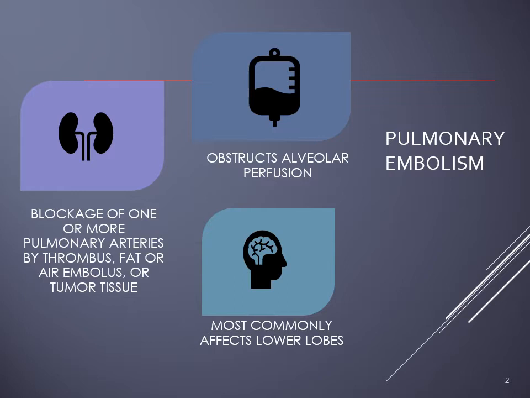Emboli are mobile clots that generally do not stop moving until they lodge at a narrow part of the circulatory system. A pulmonary embolus consists of material that gains access to the venous system and then the pulmonary circulation. The embolus travels with the blood flow through ever smaller blood vessels until it lodges and obstructs perfusion to the alveoli. The lower lobes of the lung are the most commonly affected.